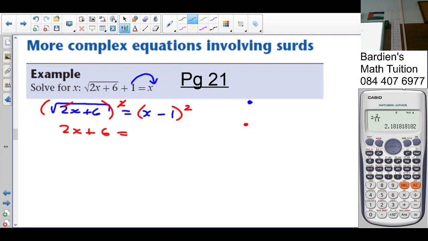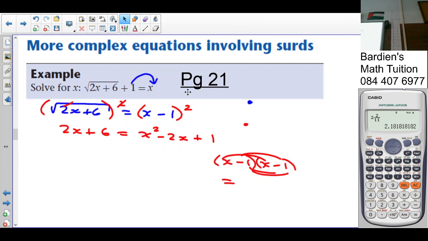x squared minus 2x plus 1. Not so, there's a binomial square now. So say for argument's sake, you are a learner that never understands the binomial square. No problem. You write the bracket out twice and you multiply it out, and you will also get x squared minus 2x plus 1. Do you guys understand it?